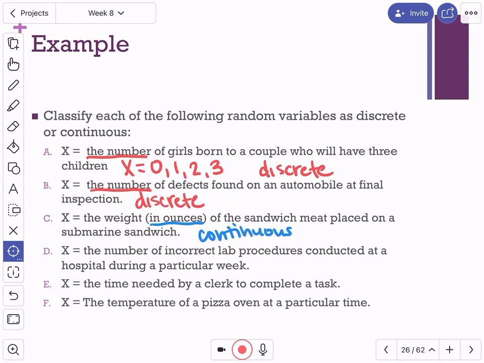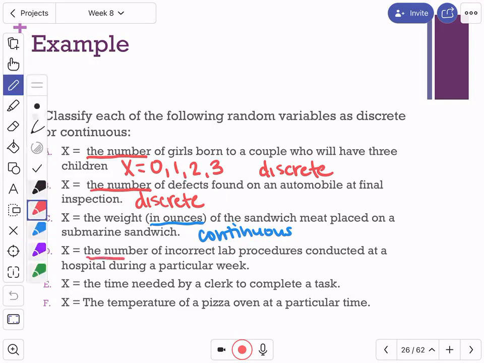X equals the number of incorrect lab procedures conducted at a hospital during a particular week. Key thing here again is, look what it says in the beginning. It says the number. And those lab procedures, they have to be whole numbers. So this means that this is going to be a discrete variable again.